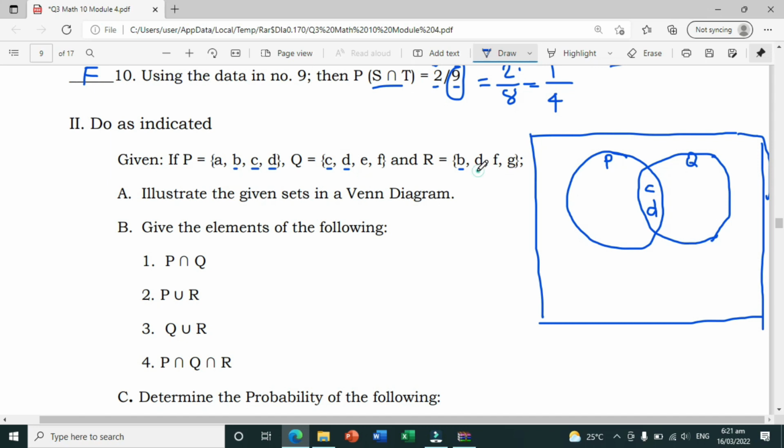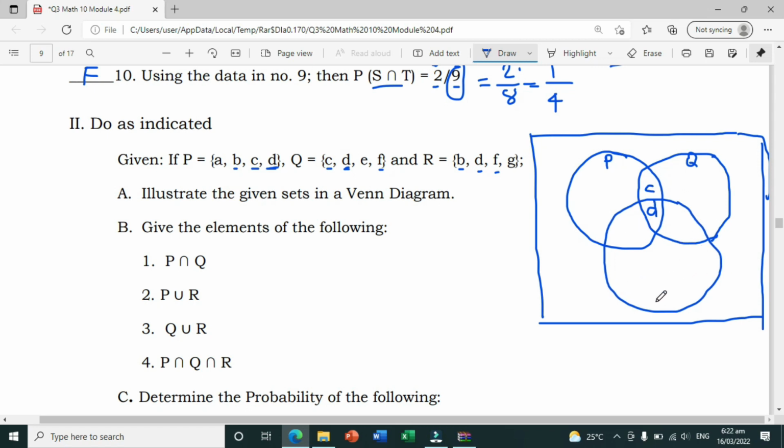And take note, sa R naman natin, may D rin dito. Sa Q, may D rin sa R. So, mag-overlap na naman to. While F, meron din sa Q. So, kung makikita natin dito, kung gagawa tayo ng set R sa Venn diagram, okay, assuming na circle din yan.